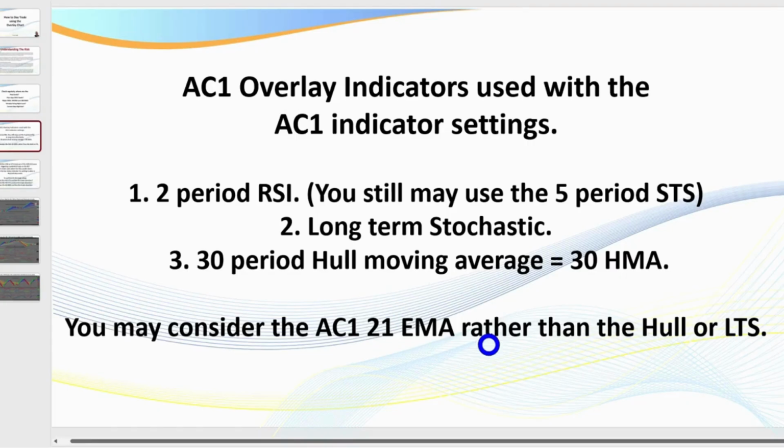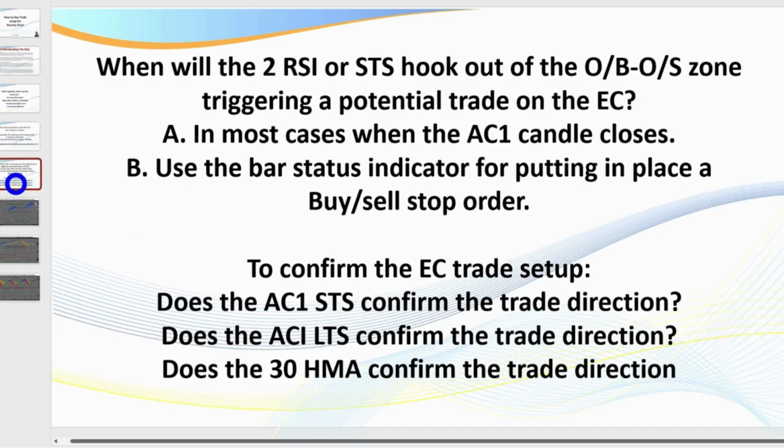If you have an EMA that changes color with the trend, on NinjaTrader, one of the versions I have is the slope indicator. Well, it can just help you identify also the trend direction of the 21 EMA. So you've got a couple of options here, but these are the 3 that I'd normally use.